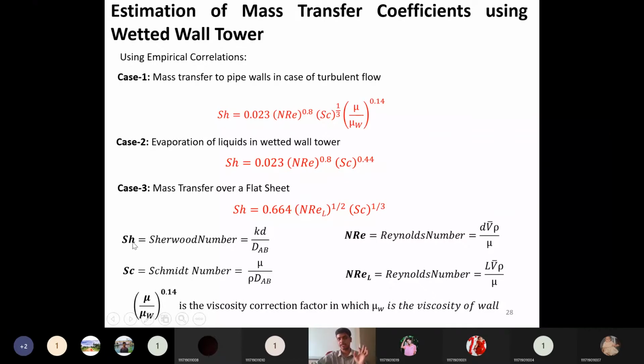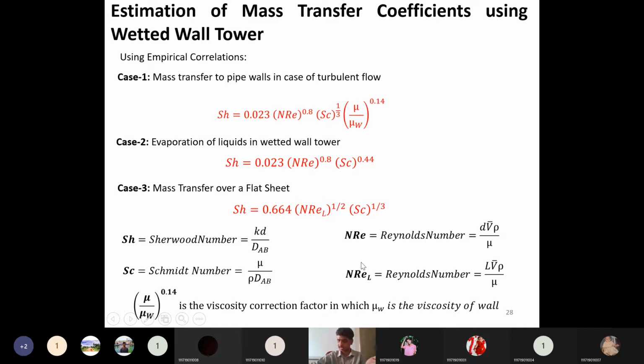So all these expansions I have given here. Sherwood number, Sh, is K, the mass transfer coefficient, into d, the diameter of the tube or pipe, divided by D_AB, the diffusivity. K d by D_AB is nothing but the Sherwood number. Then Re is the Reynolds number d V bar rho by mu, where small d is the diameter of the wall or tube, V bar is the velocity, rho is the density of the fluid and mu is the viscosity of the fluid. Then Sc is the Schmidt number, mu by rho D_AB, where mu is the viscosity, rho is the density and D_AB is the diffusivity.